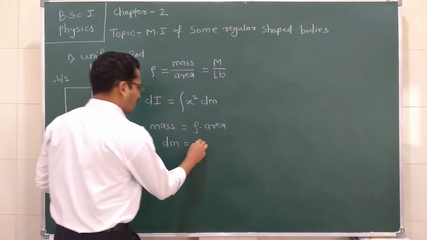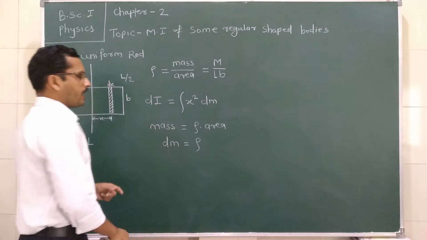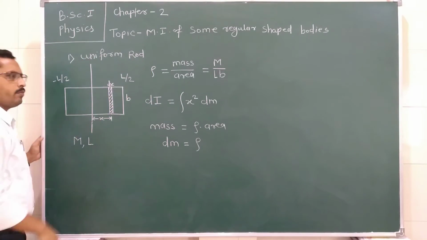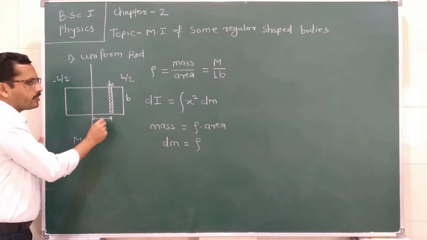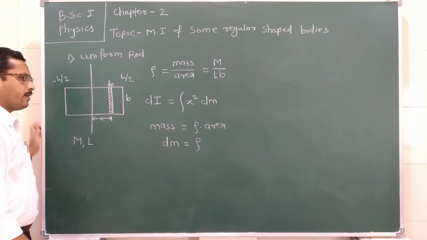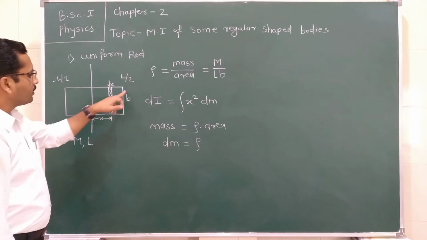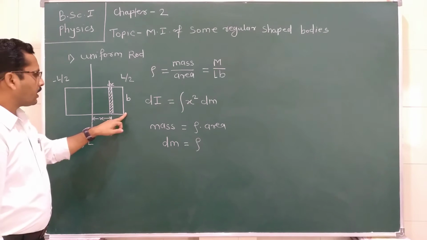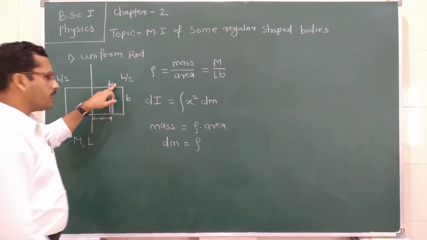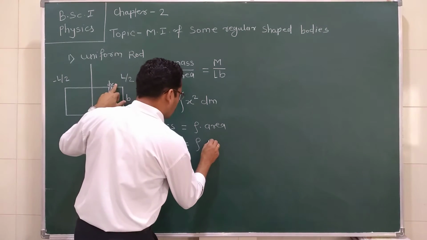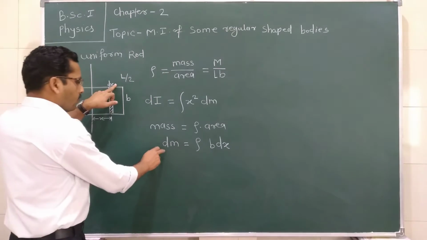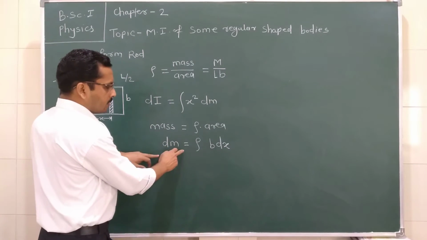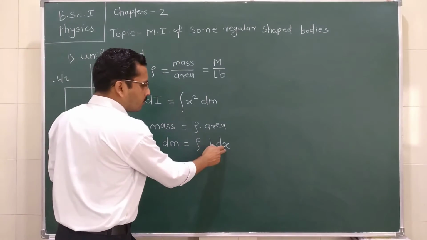What is rho? As it is. And what is the area of this small strip? This is a rectangular shape, and the area of the rectangle is nothing but the length multiplied by breadth. The length is the same as b, and the breadth is equal to dx. So we can write here it is equal to b multiplied by dx. So what is the mass? dm is equal to rho into b into dx.